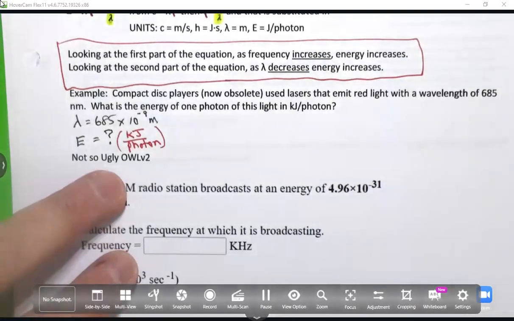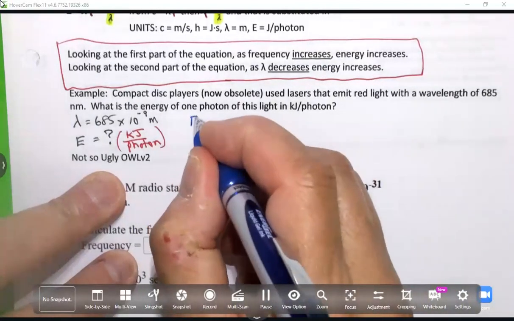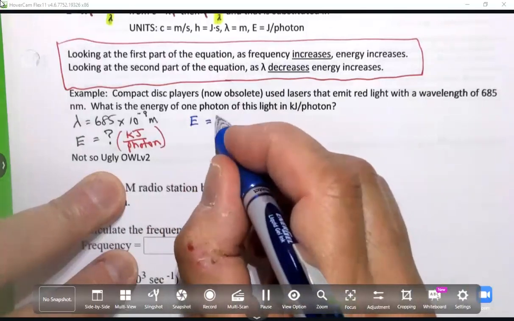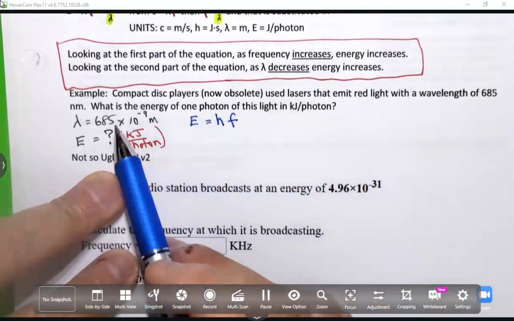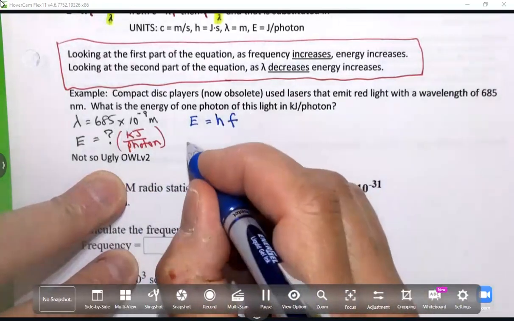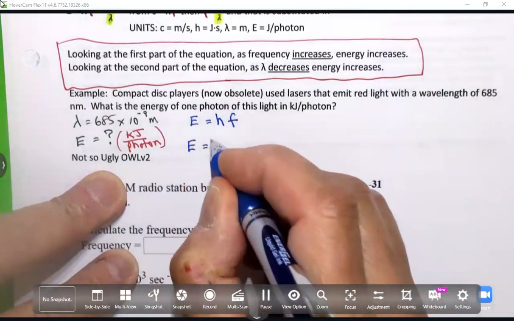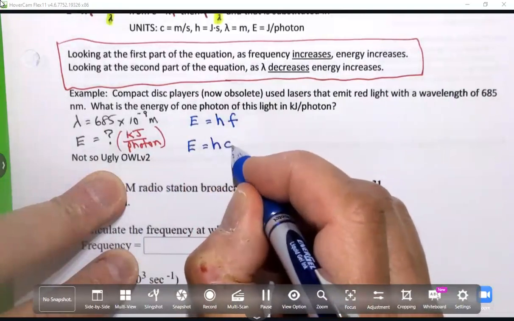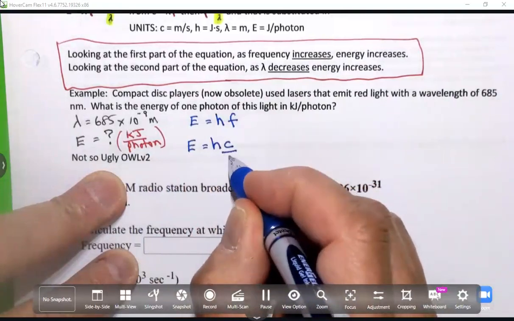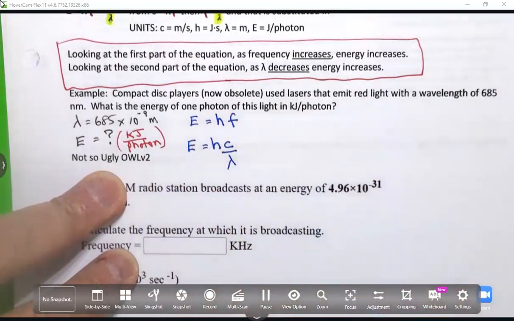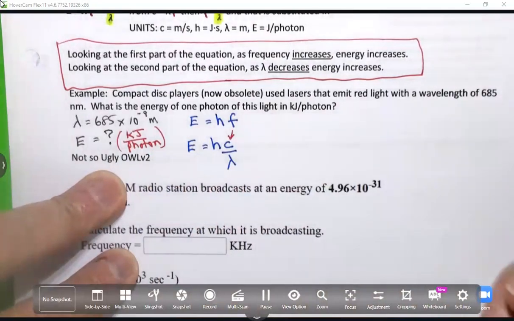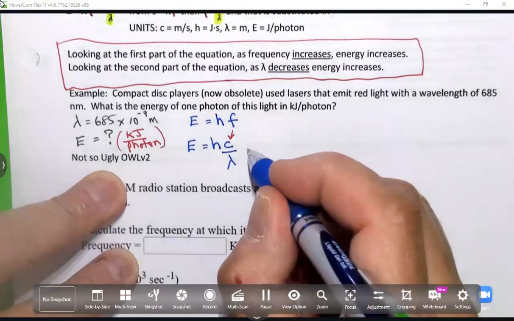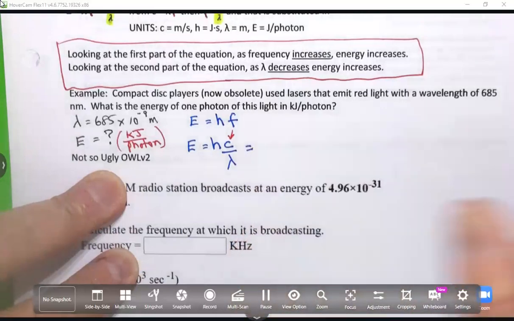Let's see what we got here. We know that our energy is equal to Planck's constant times the frequency. I have a wavelength. So I'm going to make the substitution that this is equal to our speed of light divided by our wavelength. That's what our frequency is. Okay. I am going to plug this in right here.